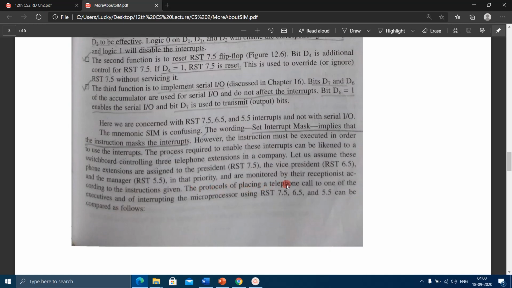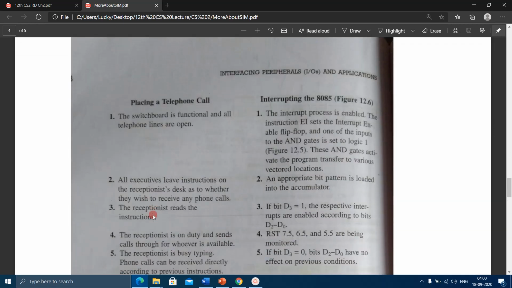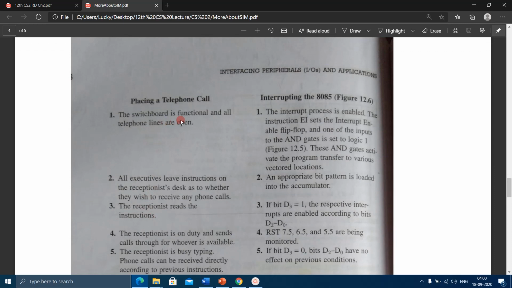The protocols of placing a telephone call to one of the executives and of interrupting the microprocessor using RST 7.5, 6.5 and 5.5 can be compared. How can it be compared? It is given here. The switchboard is functional and all telephone lines are open. That means the interrupt enable instruction is used, which has enabled all the interrupts. The instruction EI sets the interrupt enable flip-flop. So all the interrupts have been enabled.